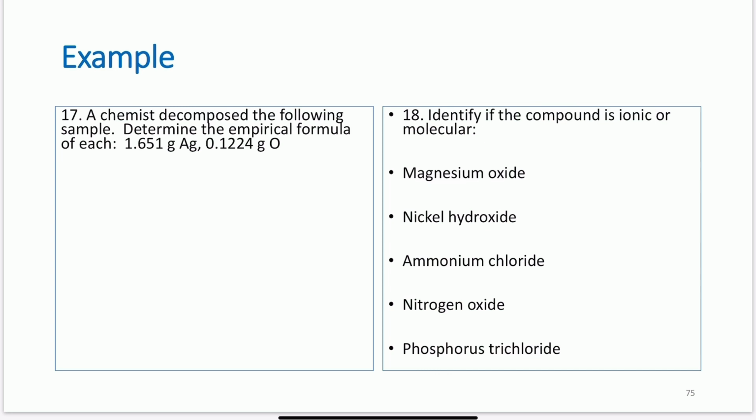Number 17. A chemist decomposed the following sample. Determine the empirical formula of each. Again, I don't know why I have the word of each written there.